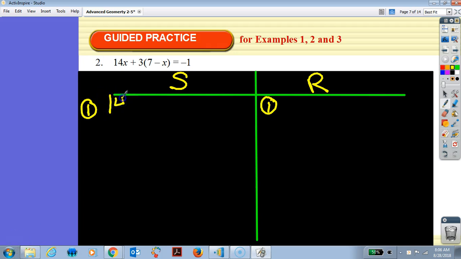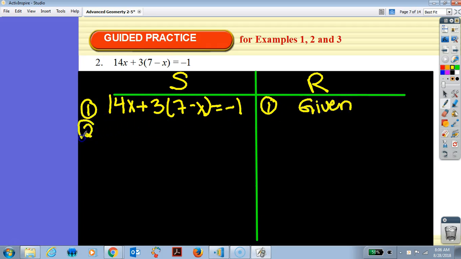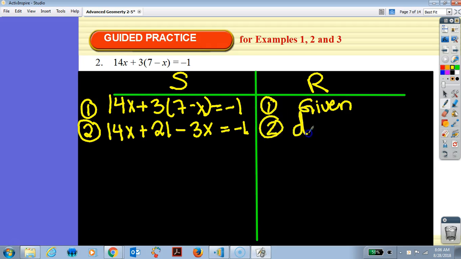So our first step is to write the problem and state given. Right, our reason is given. Number 2, I would distribute, right, distributive property. So 14x plus 21 minus 3x equals negative 1. And that is the distributive property.